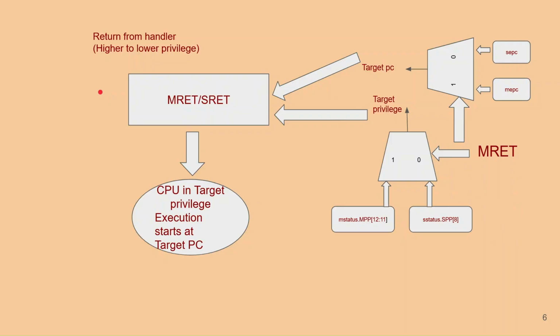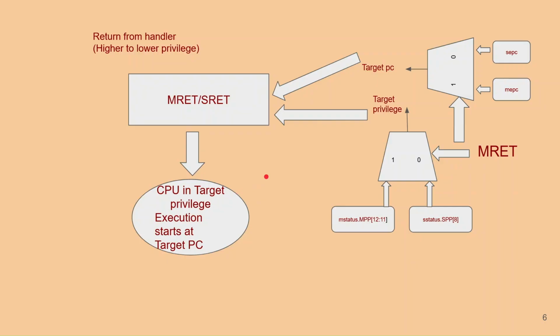Let us now explore the return from handler sequence. Once the trap handler has finished its work, whether it is machine mode firmware or the supervisor mode OS, the processor uses either the MRET instruction or the SRET instruction to return back to the interrupted program. The return sequence essentially reverses the steps taken during the trap entry, restoring the architectural state so that it can continue exactly where it left off.